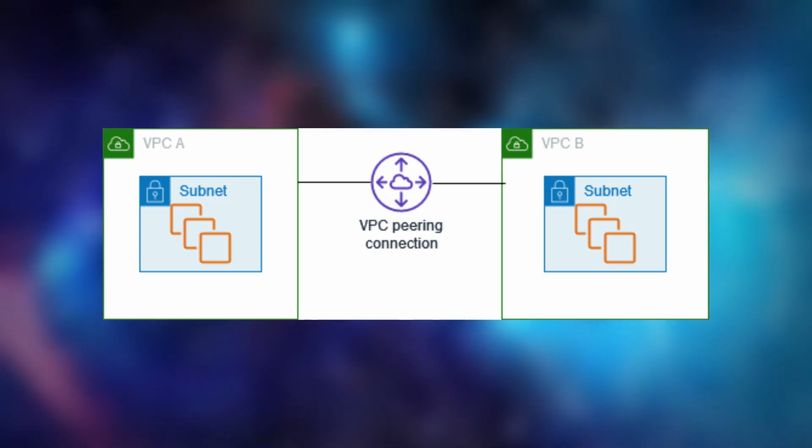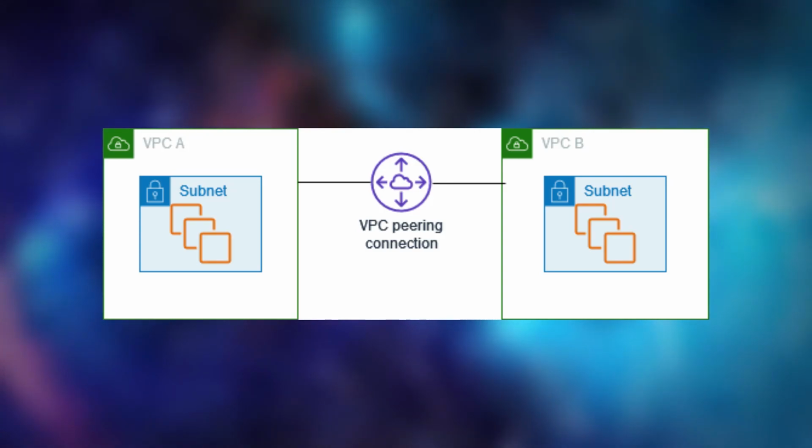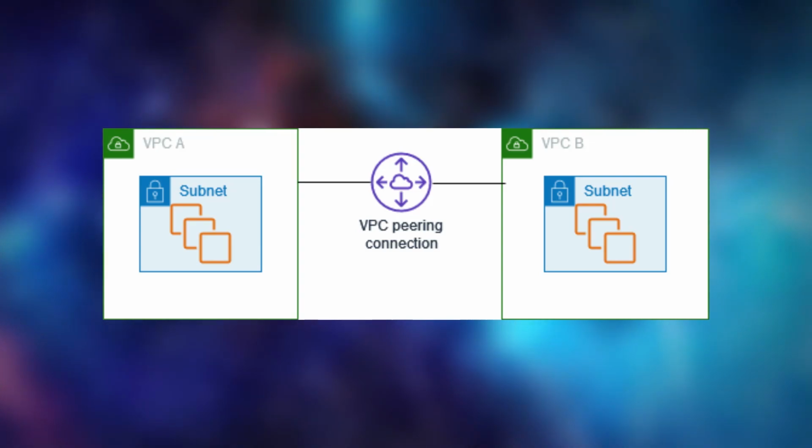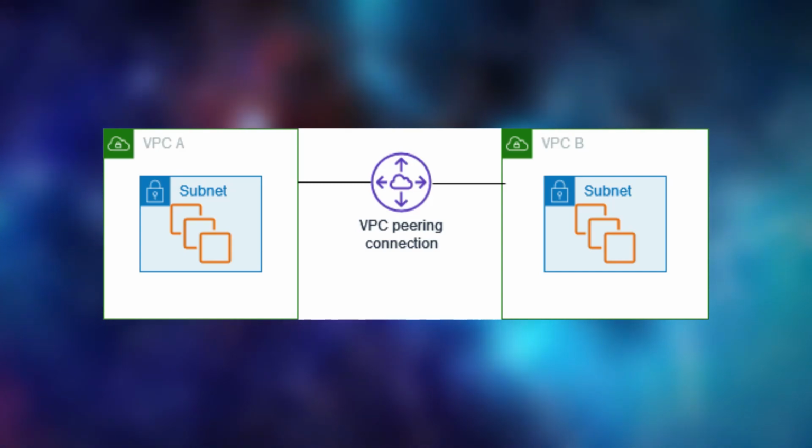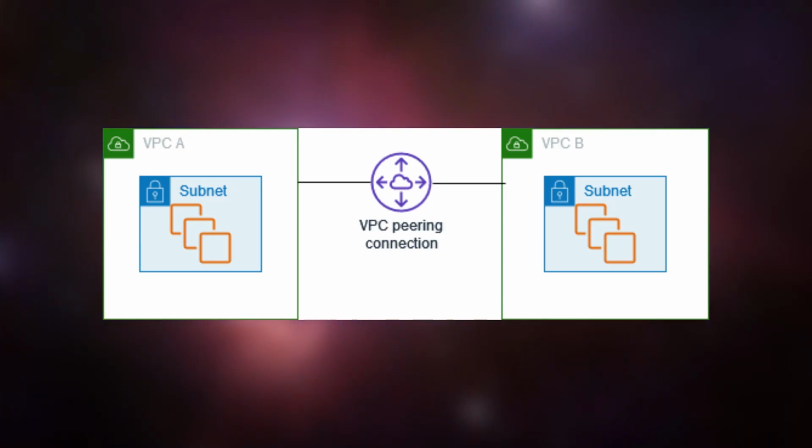In today's demonstration, we are going to create two VPCs, one in US West 2 and one in US East 1. We are going to create the subnets, then set up peering connections. After that, we are going to set up routing for the peering connection and then test the peering connection using an EC2 instance in each VPC. We will use ICMP, also known as ping, to test the connection.